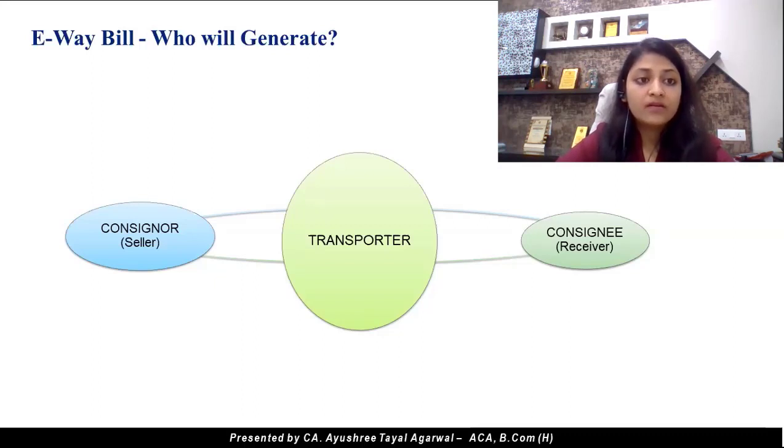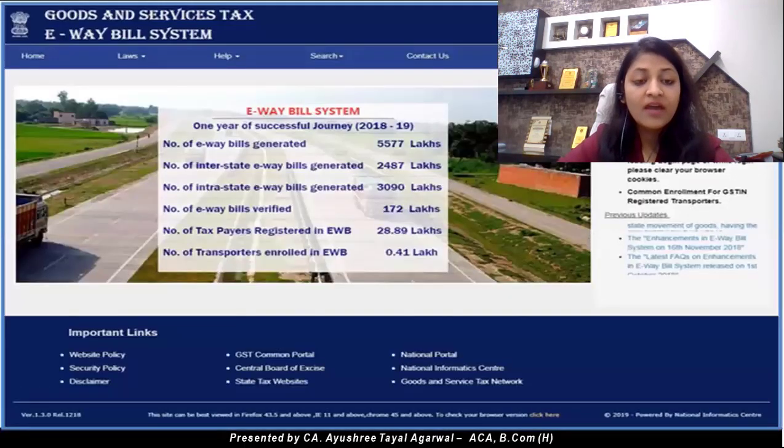If a transporter is not registered in the GST regime, he can still generate e-way bill by using his PAN and Aadhaar. In case of job work, either the principal or the job worker can generate e-way bill. How to generate the e-way bill?